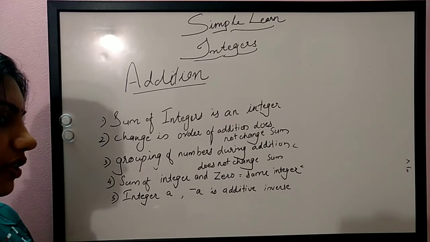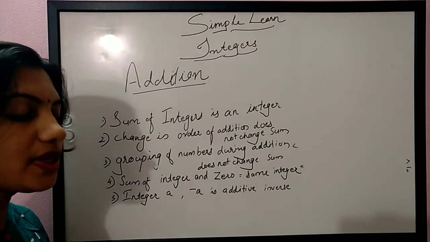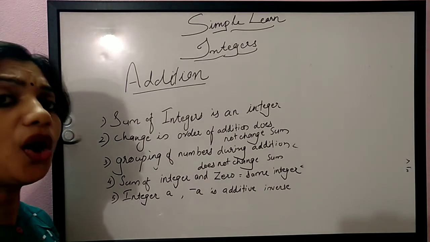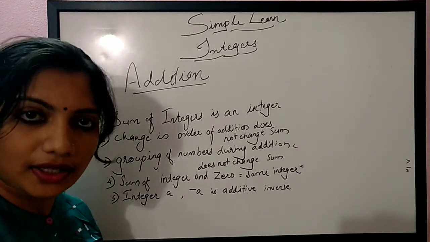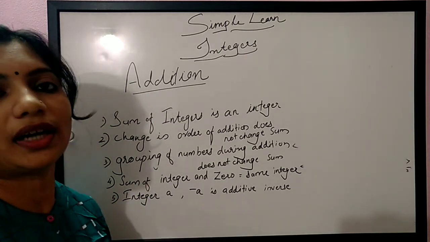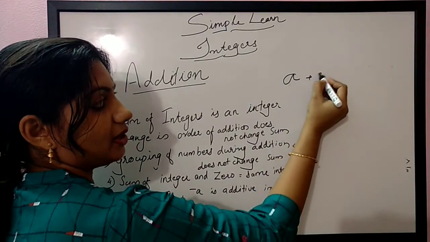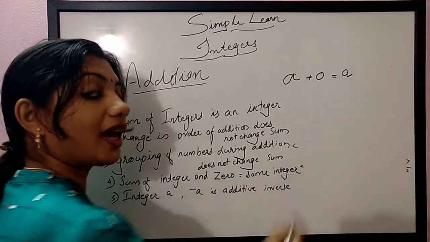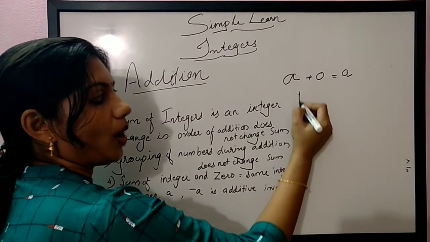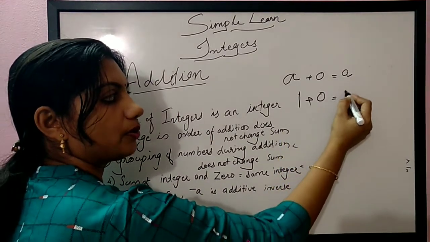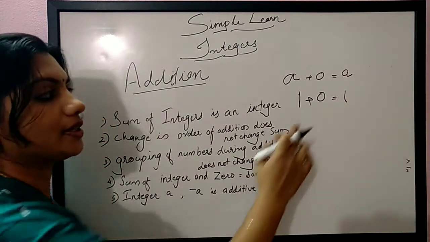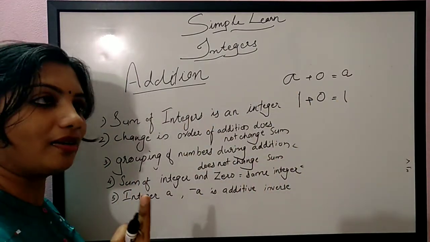Sum of integer and 0 is equal to the same integer. You already know when you add 0 to a number, the answer is the same number. A plus 0 is equal to A. Right? 1 plus 0 equal to 1. It's not 10. It's 1 plus 0 is equal to 1.